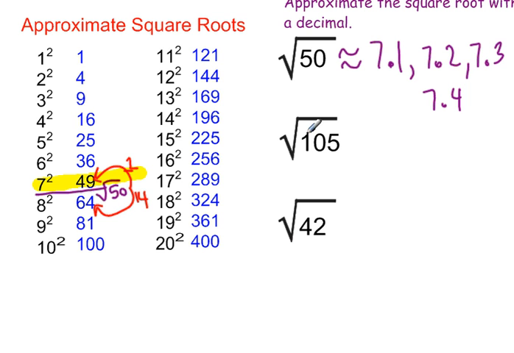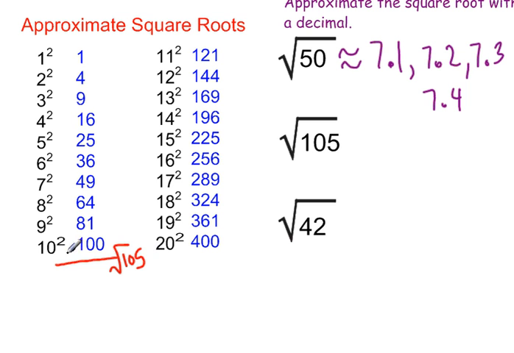Let's try another question. The square root of 105. The square root of 105 goes right here. It's between 10 and 11. And now I'm going to check. Is this closer to the low number? Well, that's 5 away. And 105 to 121, that's 16 away. So this is going to be another small decimal, either 0.1, 0.2, 0.3, or 0.4.